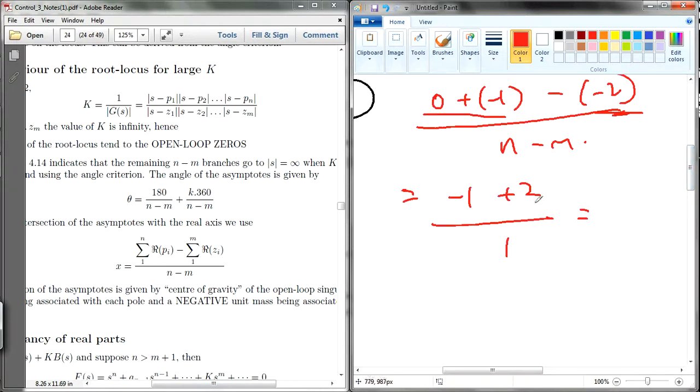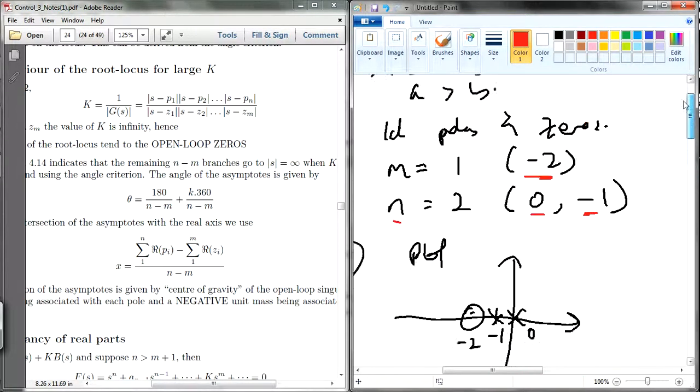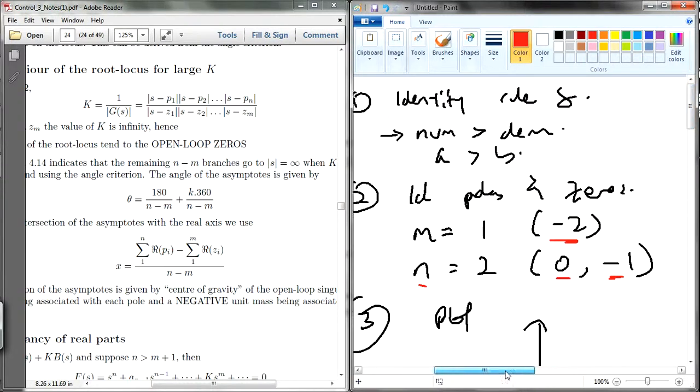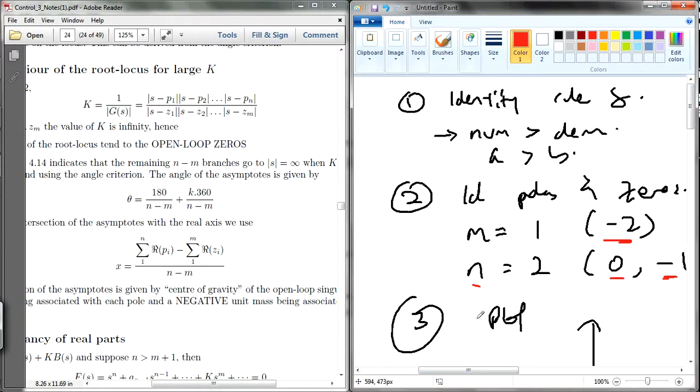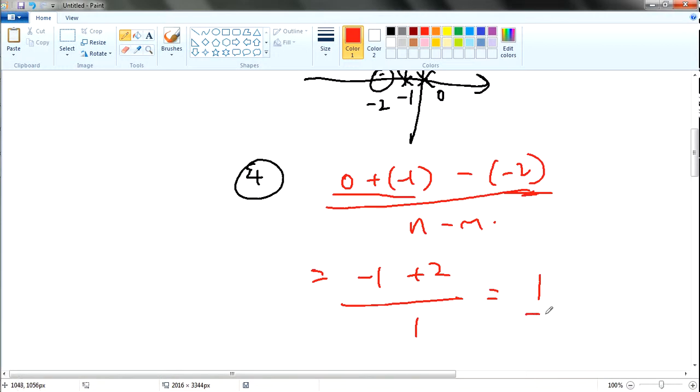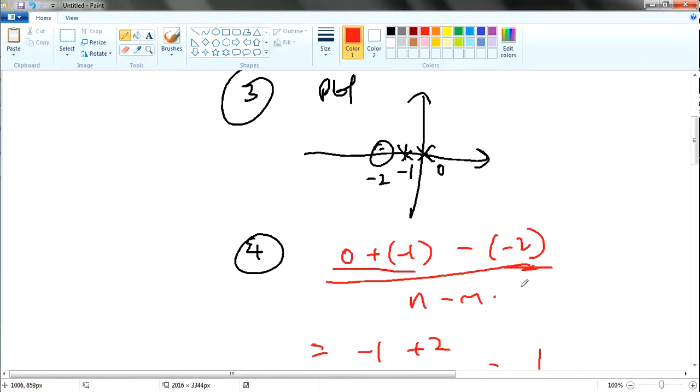So therefore you get 1. So the asymptote is at 1. In this case, hold on. Let me repeat again, this is the center of the asymptote. We don't know whether we have it or not now. So as you can see, this is the center of the asymptotes.